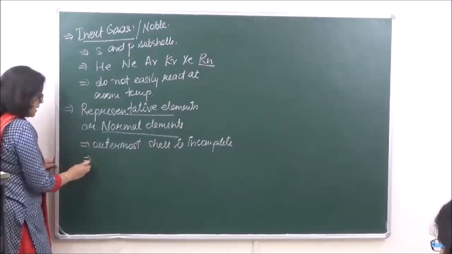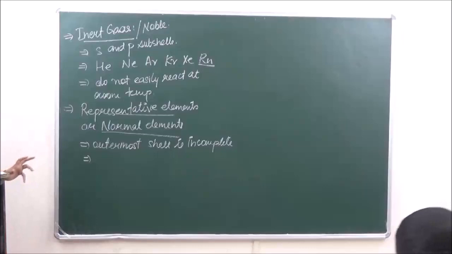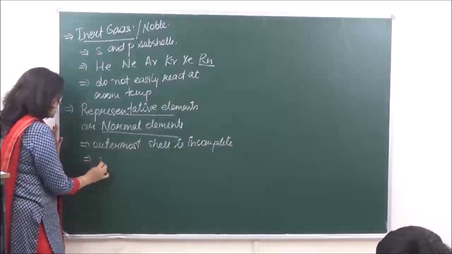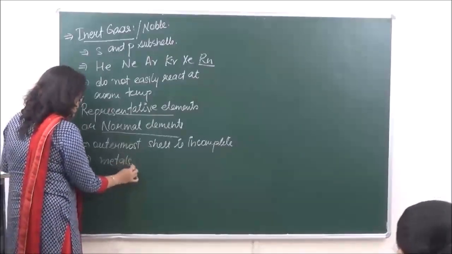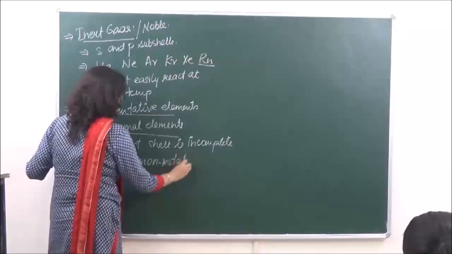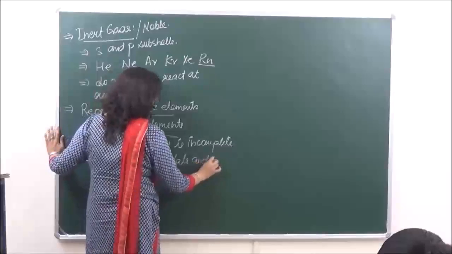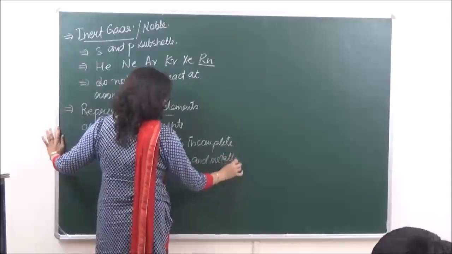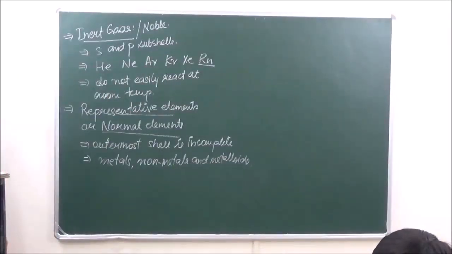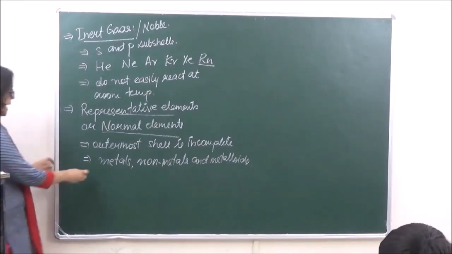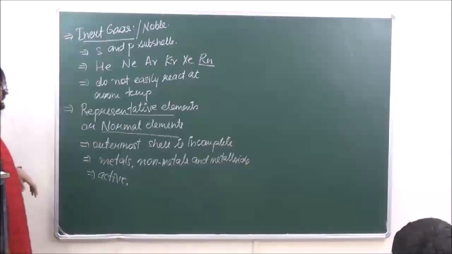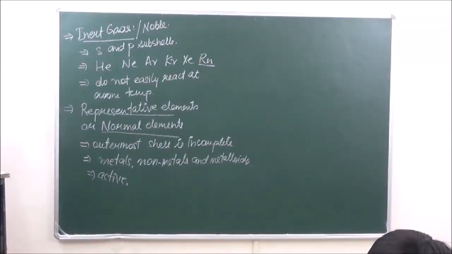Now, these representative elements are the most versatile kind of group present in the periodic table, and they consist of all categories of metals, non-metals and metalloids. Right? So they consist of all metals, non-metals and metalloids, and they are quite active in nature. They are very, very reactive.